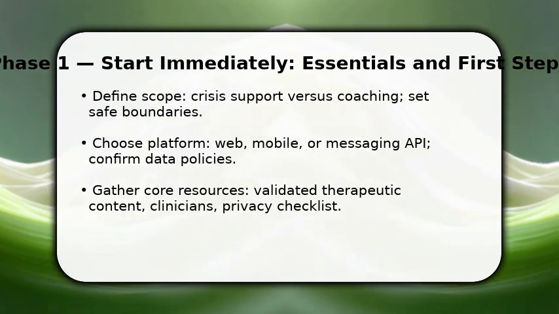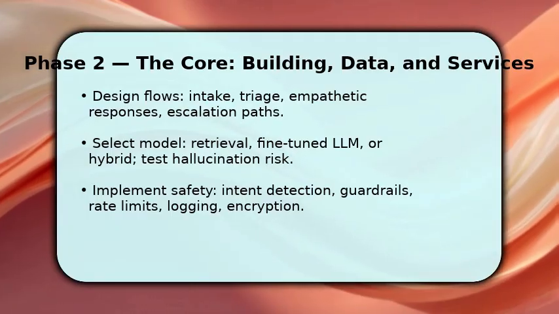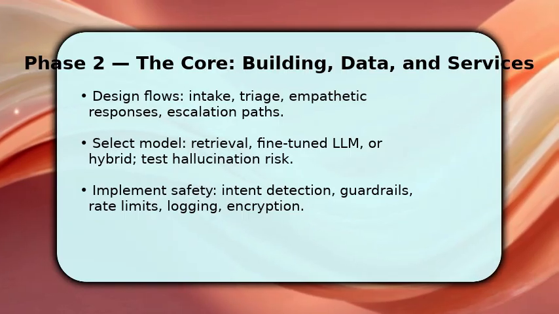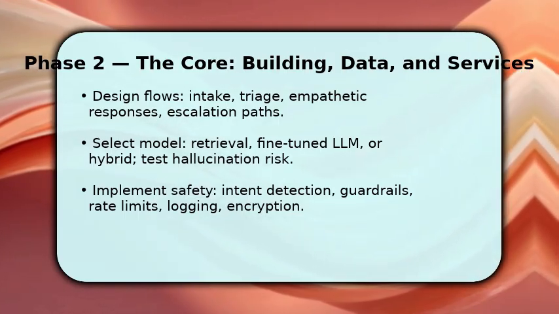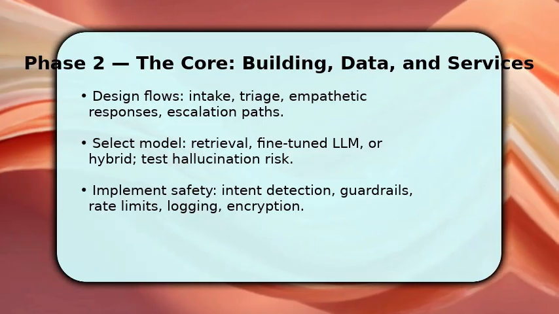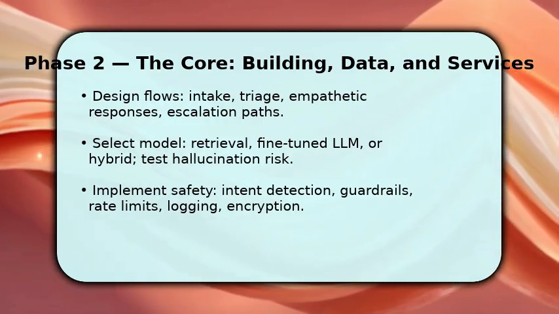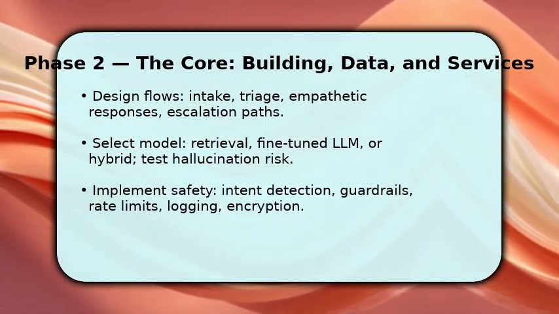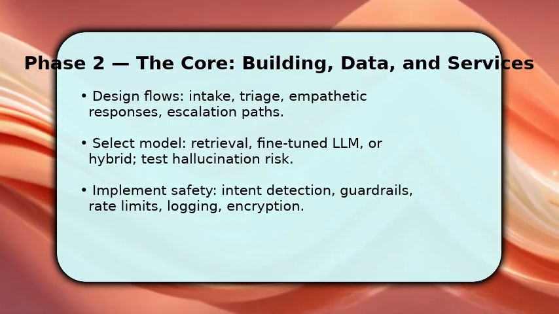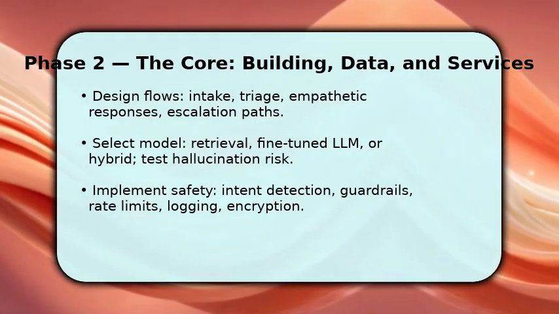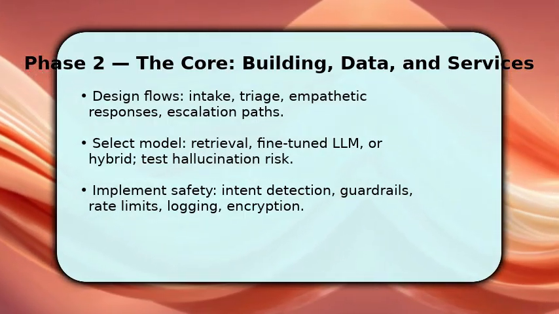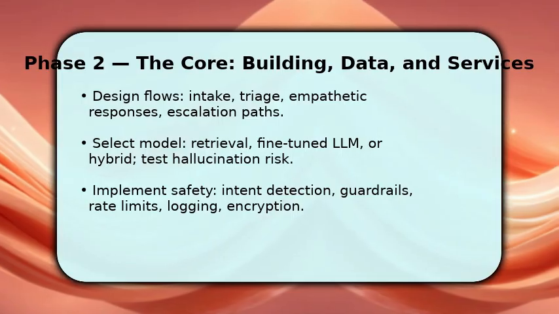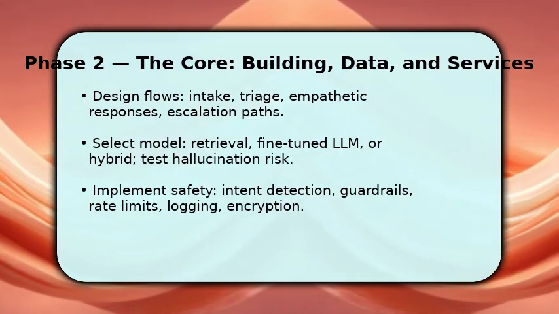Now you design conversational flows, intake, triage, empathetic replies, and clear escalation paths, and you map them to intents and states. Next, select your model approach, retrieval, fine-tuned large language model, or a hybrid, and run tests focused on hallucination and bias. Make sure to implement safety systems, intent detection that spots crisis language, hard guardrails to prevent medical claims, rate limits, secure logging, and encryption at rest. Once these are wired, run clinician-in-the-loop simulations to refine tone and accuracy.